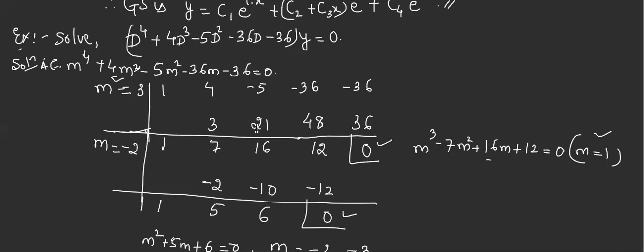Write it over here. Minus 5 plus 21 is how much? Is 16. Again multiply. 16 3s are 48. So minus 36 plus 48 is 12. Again 12 into 3 is 36. So minus 36 plus 36 you will get it as 0. It's a confirmation that what root you have taken, m equal to 3, is correct.